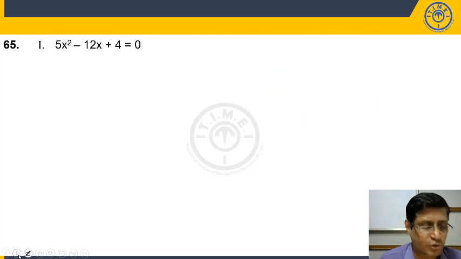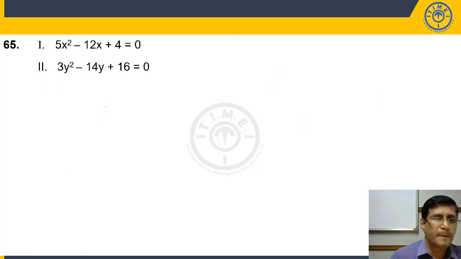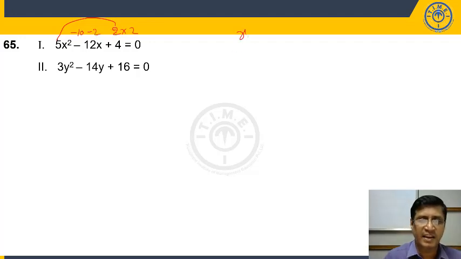Now, look at the next question on your screen. 4 means 2 into 2. Here 2 into 5, 10 and 2. So minus 10 and minus 2 are the factors. What about the roots? Plus 10 and plus 2 by the coefficient of y square.